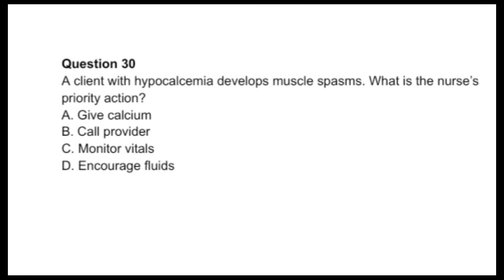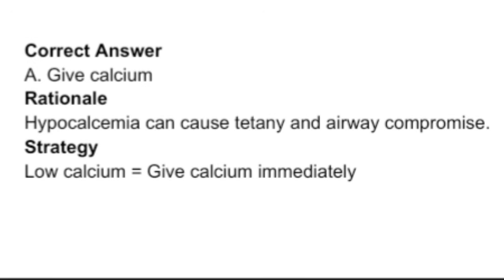Question 30. A client with hypocalcemia develops muscle spasms. What is the nurse's priority action? A. Give calcium. B. Call provider. C. Monitor vitals. D. Encourage fluids. Correct answer: A. Give calcium. Rationale: Hypocalcemia can cause tetany and airway compromise. Strategy: Low calcium equals give calcium immediately.